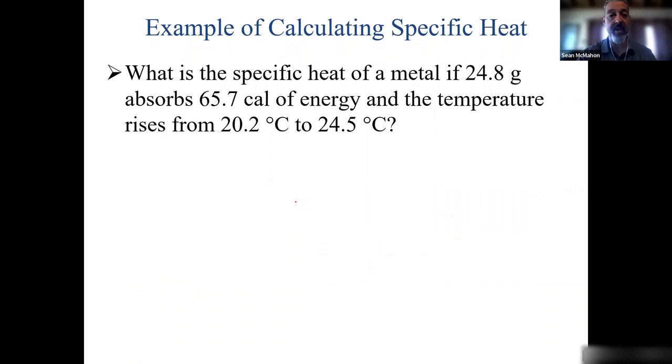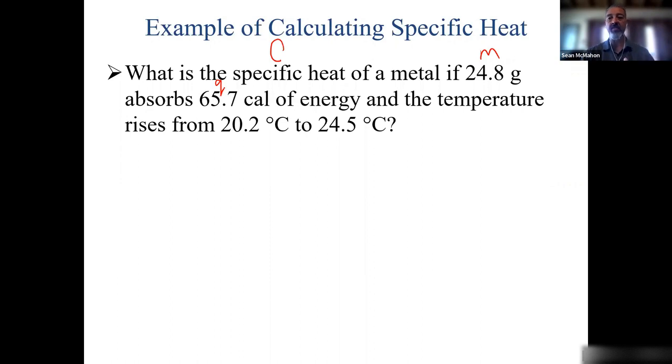So now, why do I bring that up? What is the specific heat? Okay, so now they're asking, what is the specific heat? And I can use a formula here instead of conversion factors. The specific heat, C, of a metal, if 24.8 grams, that's my mass, absorbs 65.7 calories, that's my energy, my heat, which is Q, and the temperature rises from 20.2 degrees Celsius to 24.5 degrees Celsius.